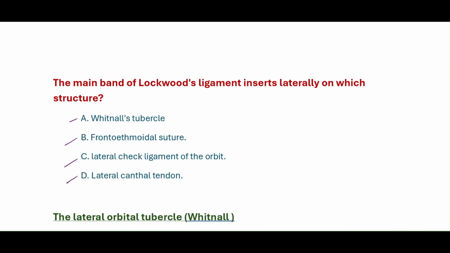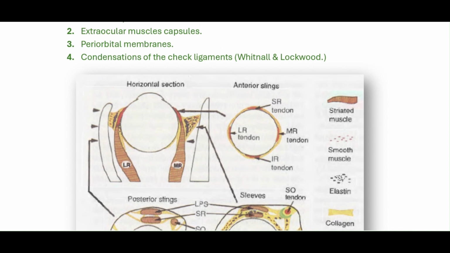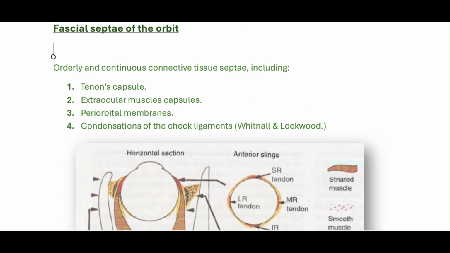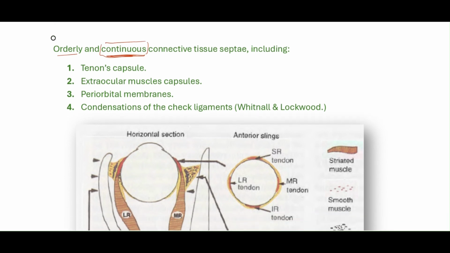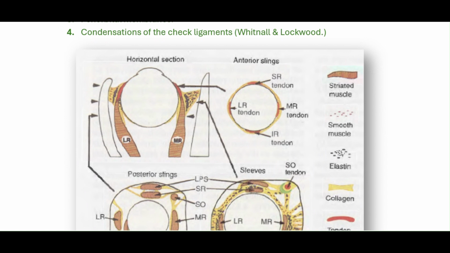To know the answer, we must study the fascial septa of the orbit. Fascial septa of the orbit are orderly and continuous. And this is a very important word. It's a continuous connective tissue septa, histologically formed of smooth muscles, of cartilage, elastin, and collagen.